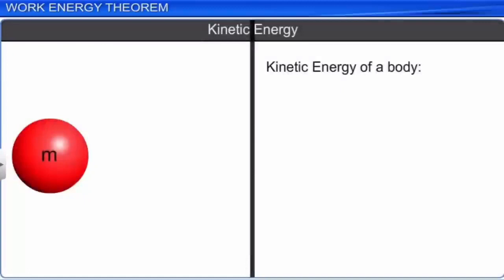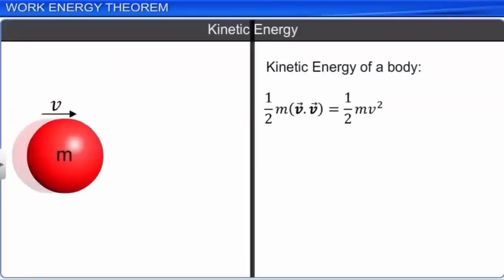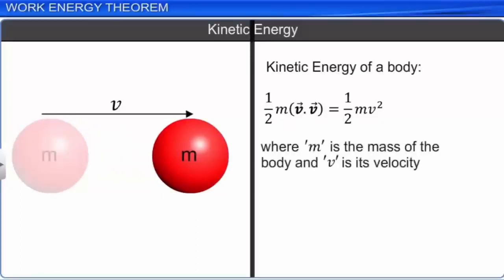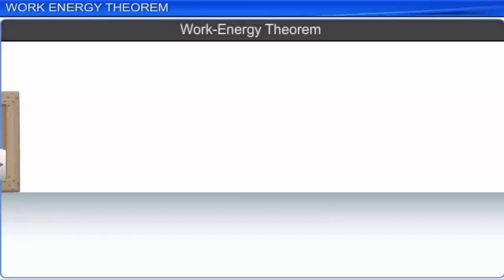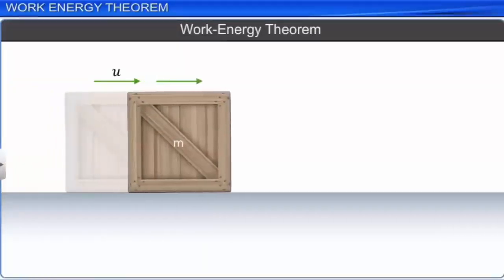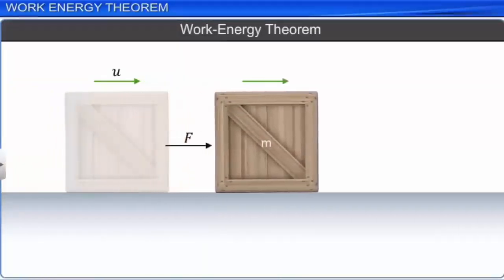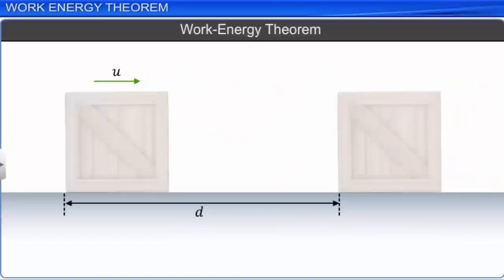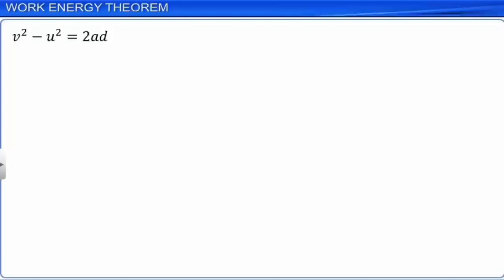We know that the kinetic energy of a body of mass m moving with a velocity v is equal to half mv squared. Consider a body of mass m moving with initial velocity u and let the constant net force F act on it. At the end of displacement d, its velocity becomes v. We know from the equations of motion that v squared minus u squared is equal to 2ad.